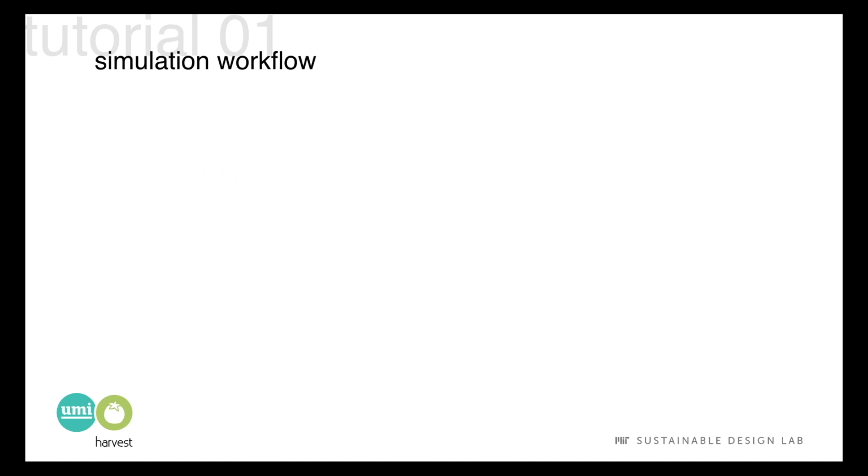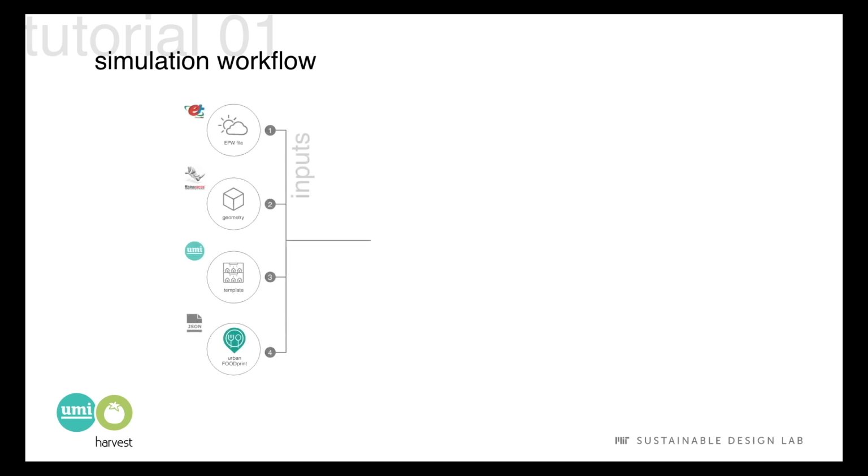The inputs of a simulation in Harvest include the weather file of the city that is being modeled, which can be found on the EnergyPlus database of weather files, the geometry of the site, which can be modeled in Rhino or imported, the farm template library.